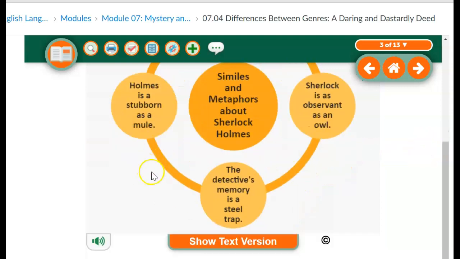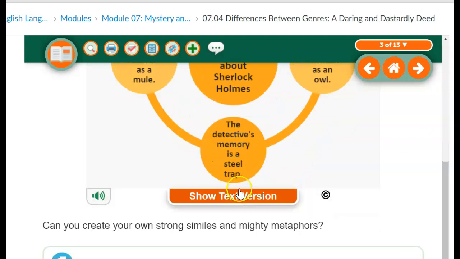All right, one more. The detective's memory is a steel trap. What do we think? Simile or metaphor? Sal, what do you think? I think it means that he has good memory and he doesn't forget. Yeah, good. Do you think it's a simile or a metaphor? Metaphor. Metaphor, good, because that's where we do see the is, but there's no other like or as in it.